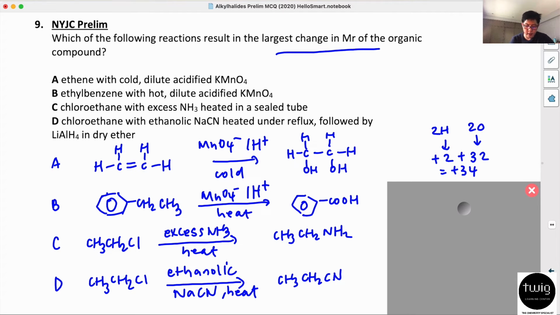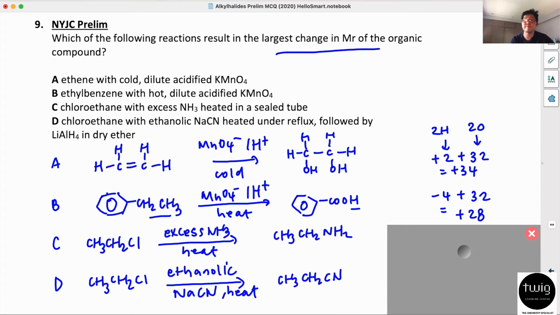For the second one, you have 5 H, but there's 1 H. You're taking away 4 H's and you're adding 2 O. So you took away 4 H's and added 2 oxygen. The overall change is plus 28.